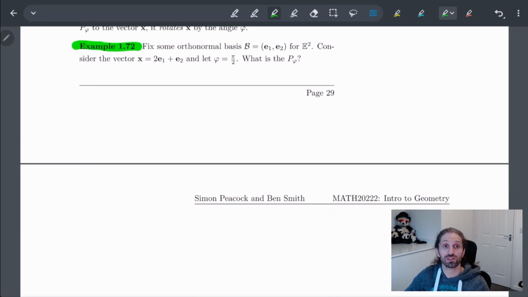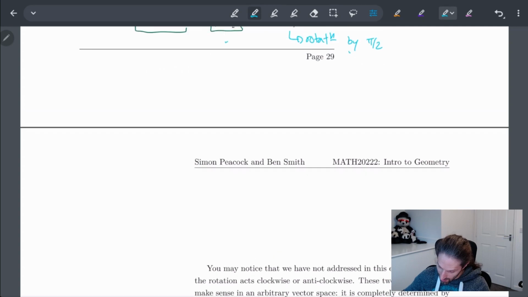Remember, we have to start off with some orthonormal basis, E1, E2. And we're going to start with some vectors. So here we have some vector x equal to 2E1 plus E2, and we're going to let phi be pi over 2. In other words, I want to look at the rotation by pi over 2. So what we're saying is this linear operator should take my x and rotate it by 90 degrees.